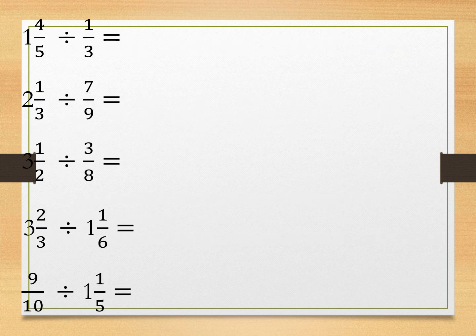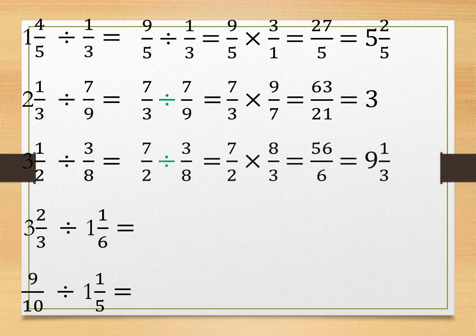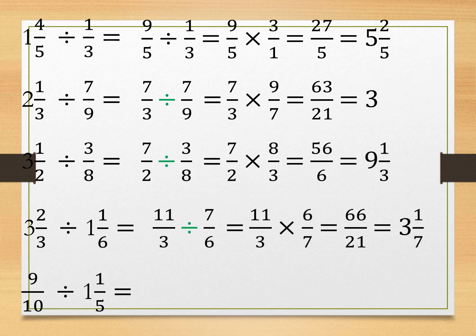Here are other examples about dividing mixed numbers. We change them into improper fractions. 1 times 5 is 5 plus 4 is 9 over 5 divided by 1 over 3. We invert 1 over 3 to become 3 over 1 and we change it into multiplication. 9 times 3 is 27 over 5 and then we divide because it's an improper fraction. 27 over 5 is 5 and the remainder is 2. So we put 2 as a numerator, but the 5 stays the same. It's the denominator. You can solve the others. Here are the answers. Make sure that you are solving right.